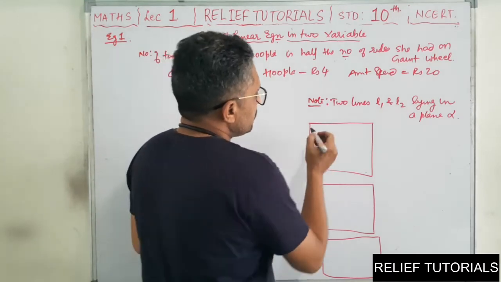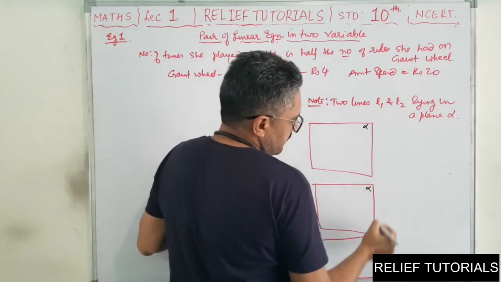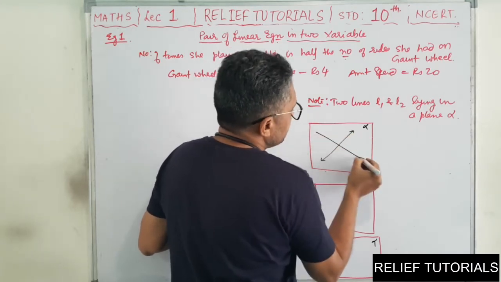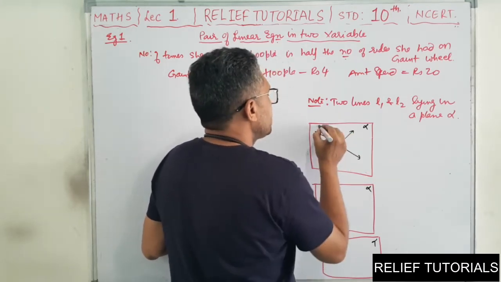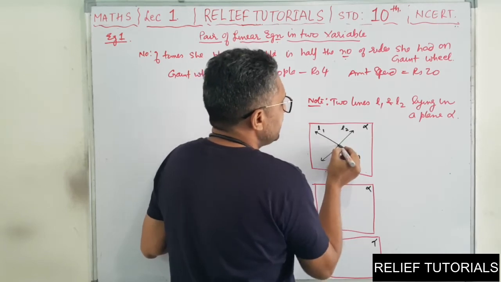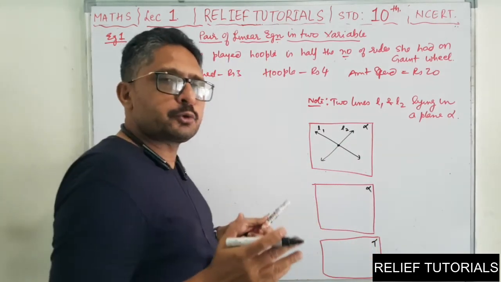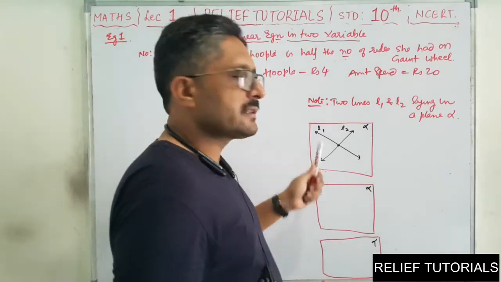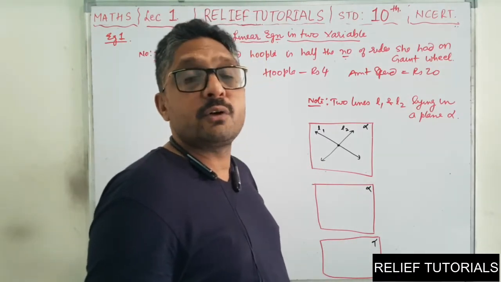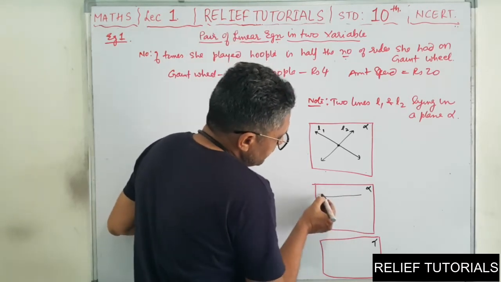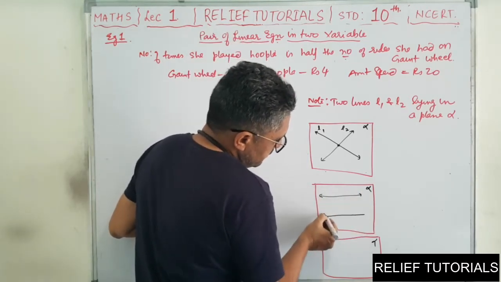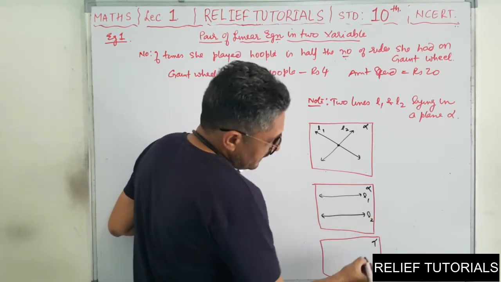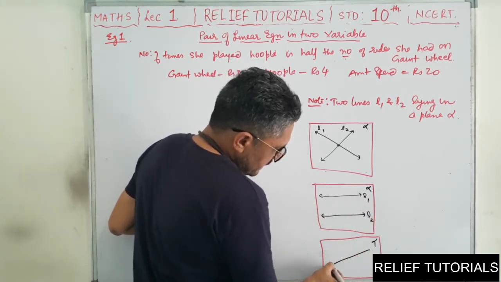Clear? So two lines, this is plane alpha. This is one line L1, this is another line L2. So L1 and L2 intersect. If you draw two lines in any plane, then there are three possibilities. Either they intersect or they do not intersect. If they do not intersect, then they are parallel, L1, L2. Or they are coincident lines.